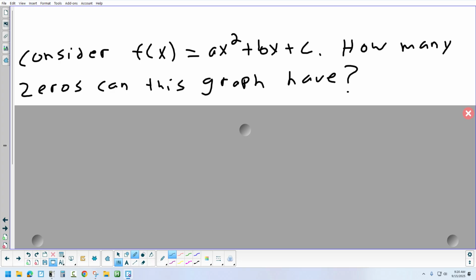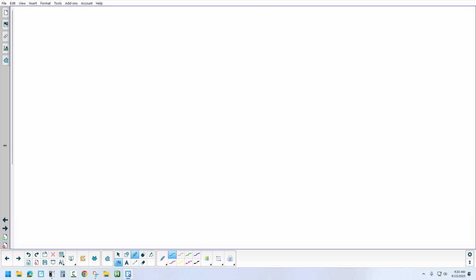Would it be like 2 or more? No, it wouldn't be 2 or more. You couldn't have 2 or more zeros in a quadratic. Would it be just one? That's one possibility. You could have one root. What else? Yep, 0 and 2. What would it look like if you had one root or one 0 in a quadratic?